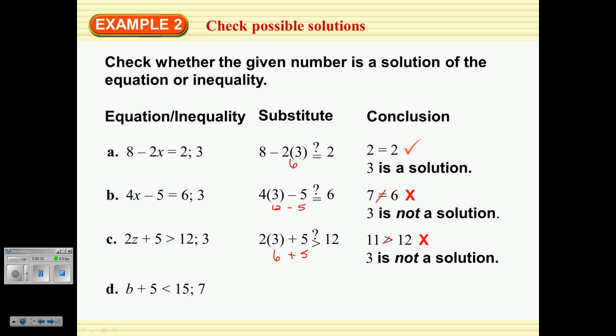B plus 5 is less than 15. Substitute the 7 in. 7 plus 5 is 12. And 12 is less than 15. So it is a solution. Pretty simple. So as you go through your homework today, and if these are your instructions and you're not sure what to do, refer back to your notes.